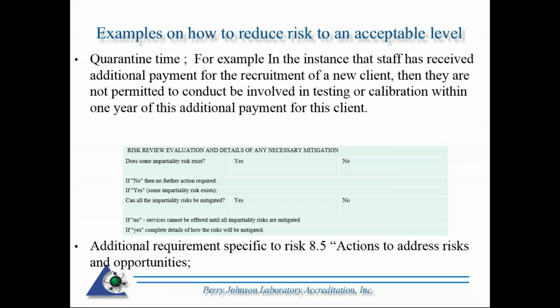Can it be mitigated? Can it be mitigated to a level which your organization can accept? If yes, you document how it can be lowered. If no, the risk level is too high to proceed, then perhaps the service cannot be offered until the impartiality is able to be mitigated.